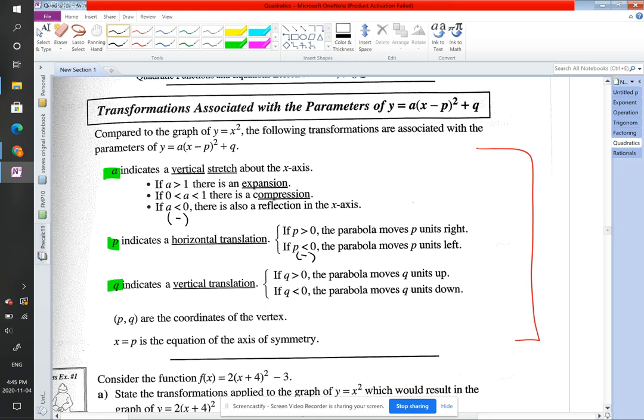And q indicates a vertical translation. If q is greater than 0, the parabola moves up q units. And if q is less than 0, the parabola moves q units down. P and q are the coordinates of your vertex. And the equation of the axis of symmetry is x is equal to negative p. So this is a fantastic summary sheet right here. I'll probably end up getting you to put this on your graphic organizer, your final project graphic organizer.